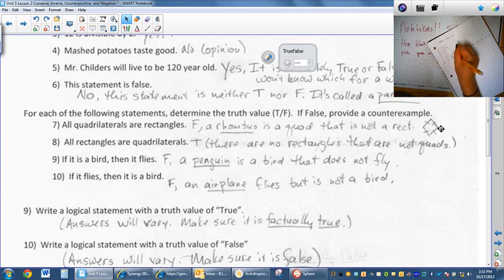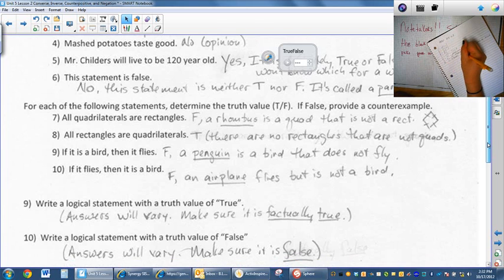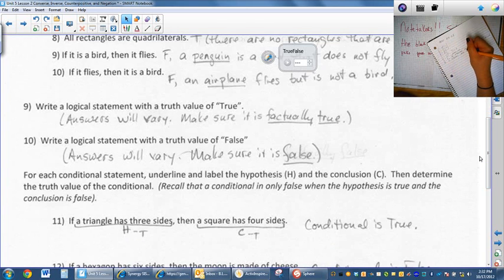Numbers 9 and 10 on your paper, they say 11 and 12. We did that in class. I had to write a true statement and a false statement. So whatever you have there.